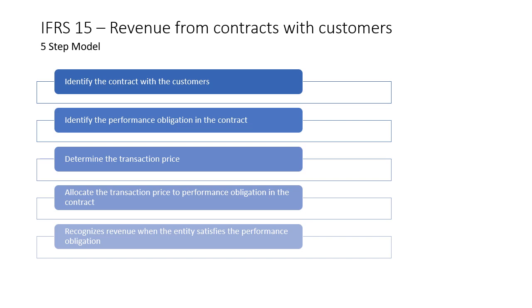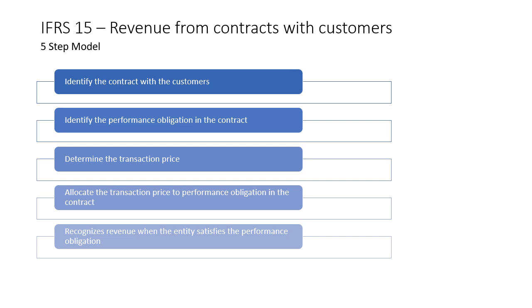Now let's talk about the five-step model introduced by the new standard. The first step is to identify the contract with the end customer. Important thing to remember is that as per IFRS 15, the contract needs to be enforceable in order to be a valid contract, irrespective of the form of the contract. This step also explains when multiple contracts need to be combined and the term or duration of a contract.